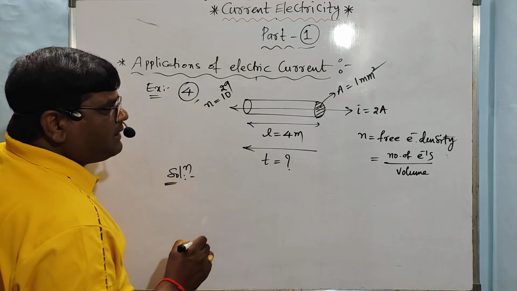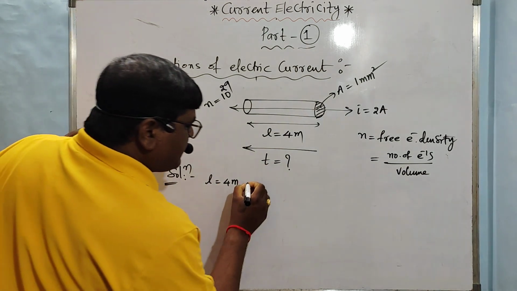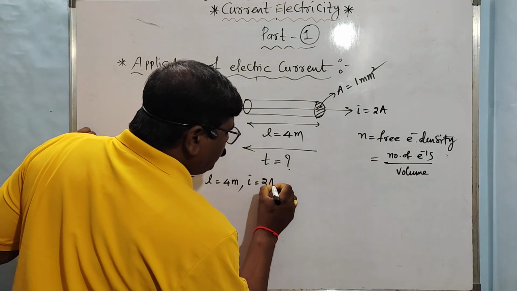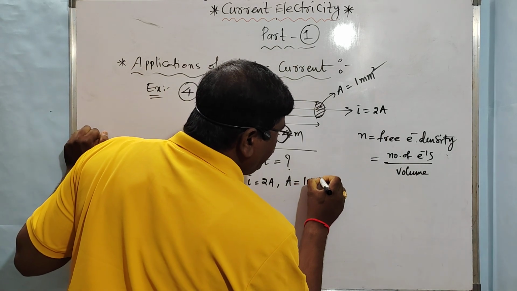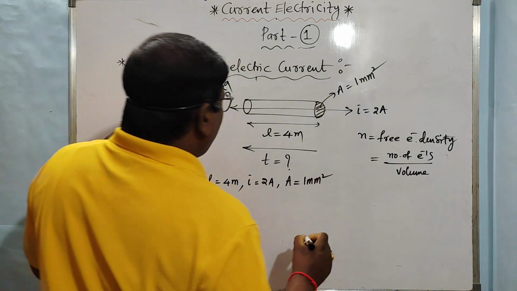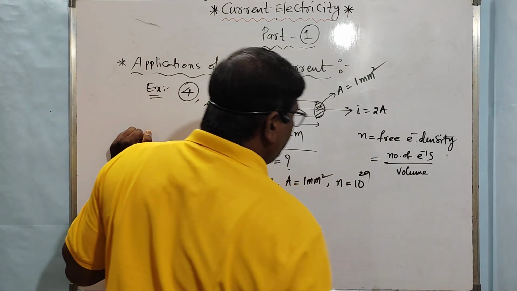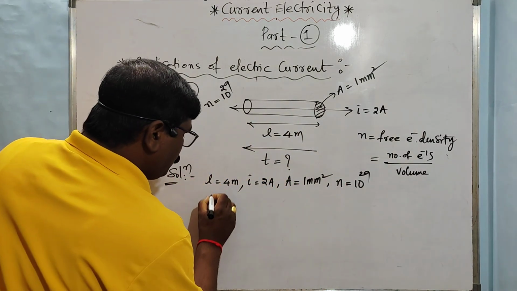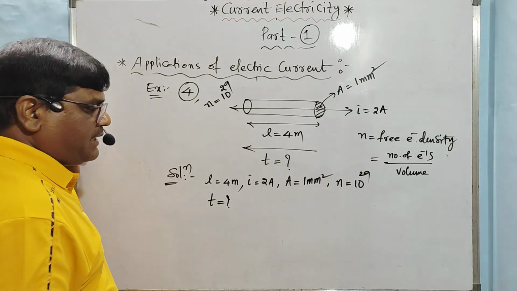See, what values are given here? Length is given as 4 meters, current is given as 2 amperes, area of cross section is given as 1 millimeter square, and number density is given as 10 to the power of 29. The time t is what we have to find.